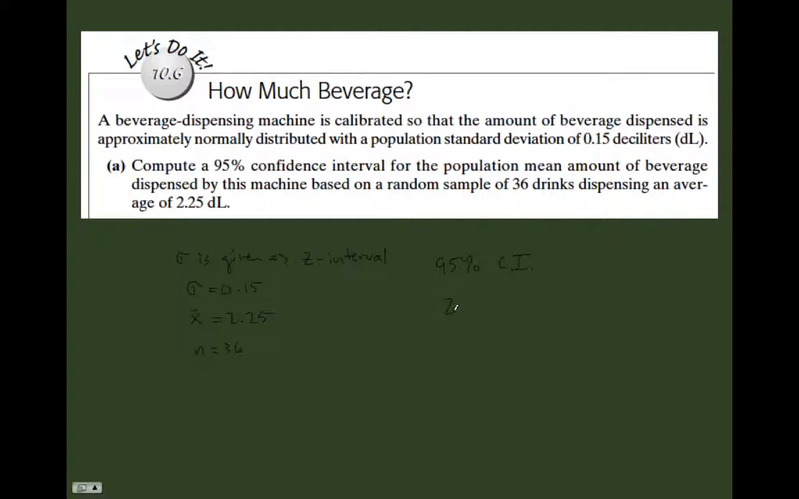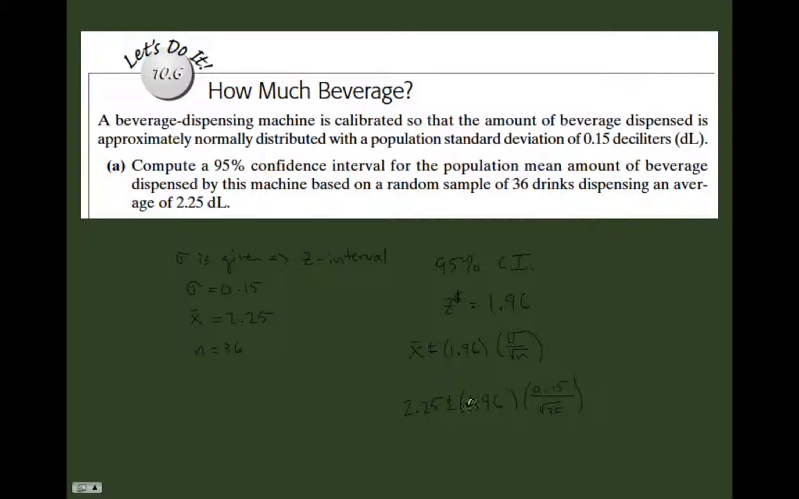Okay, and this means that Z star in this example is 1.96, and that's because this is the 97.5th percentile of the Z distribution. So the confidence interval, now the formula is x bar plus or minus 1.96 because we're doing a 95% confidence interval, and that's times sigma over the square root of n. So 2.25 plus or minus 1.96 times 0.15 divided by the square root of 36.